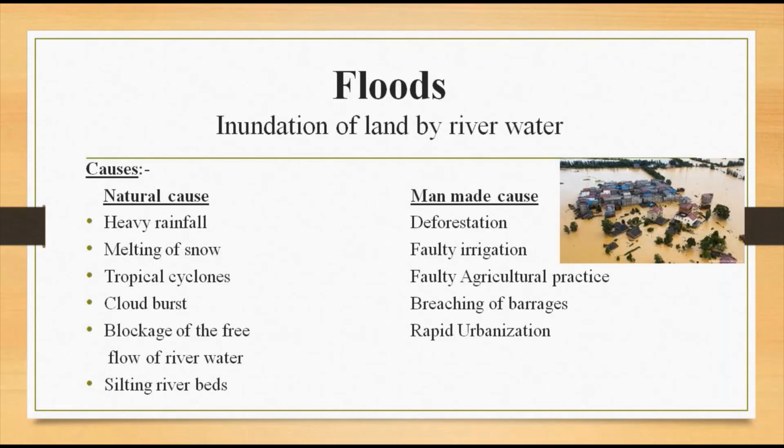And tropical cyclones. Because of the cyclone, what happens? Heavy rainfall. With that, more water comes and so results in flood. Cloudburst, same, heavy rainfall. Blockage of the free flow of river water. When the river water is flowing, if there is any blockage there, immediately it will come up. Silting of riverbeds. Because of soil erosion, silt accumulates in the riverbed. As a result, the capacity to hold the water reduces and it will come up.